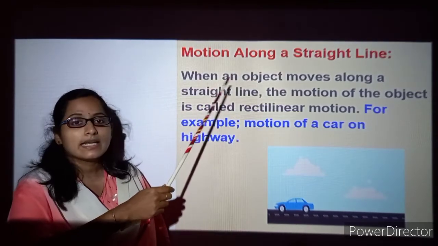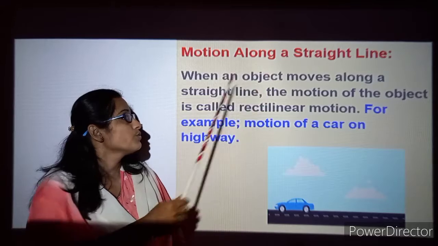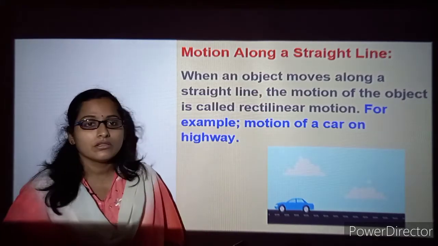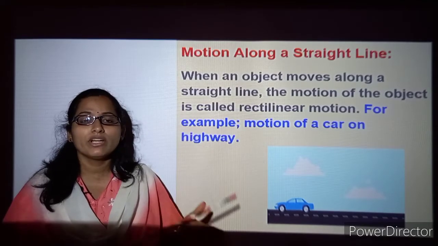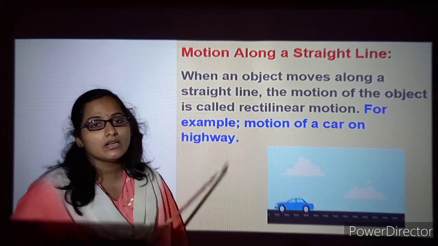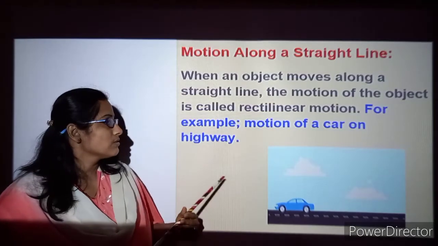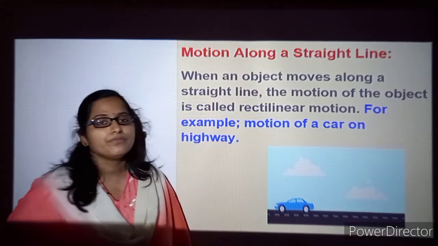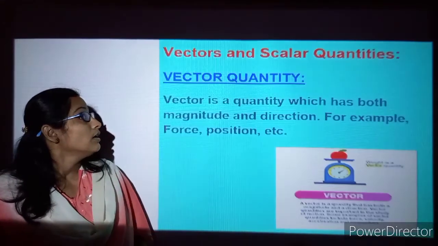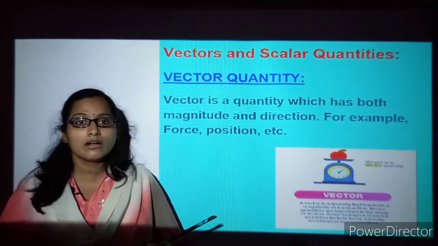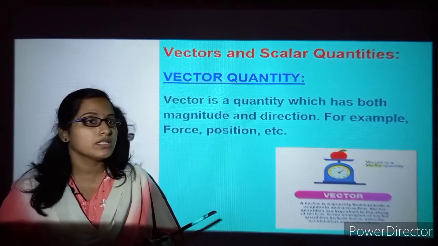So here we can say that when an object moves along a straight line, the motion of the object, what is it called? The movement of that particular object is known as rectilinear motion. So as I told, example, the motion of a car on the highway. So next, let's understand now the difference between vector and scalar quantities.